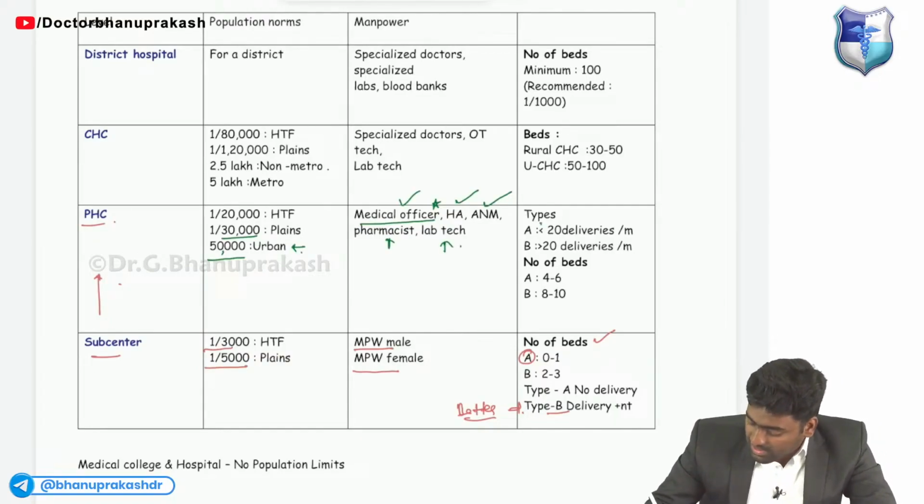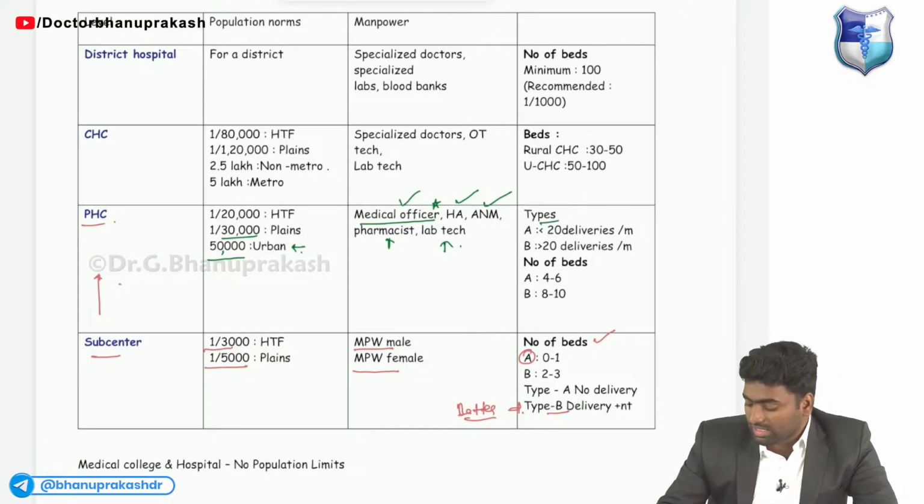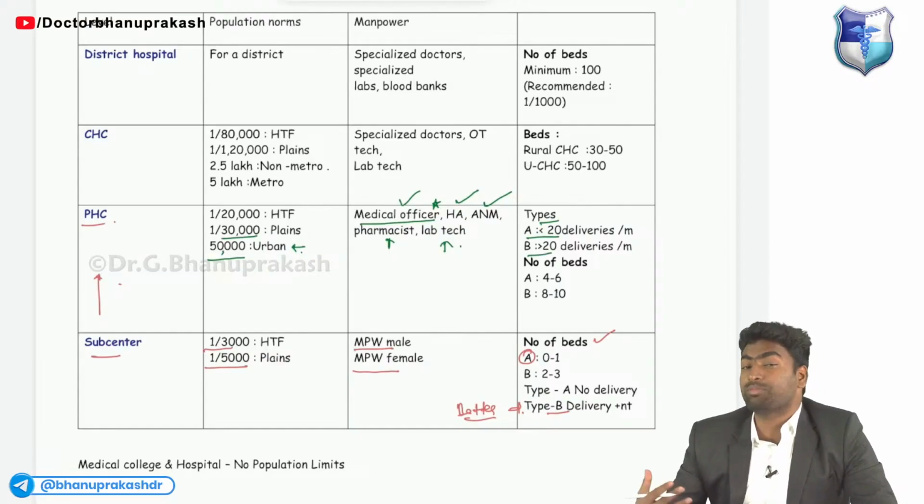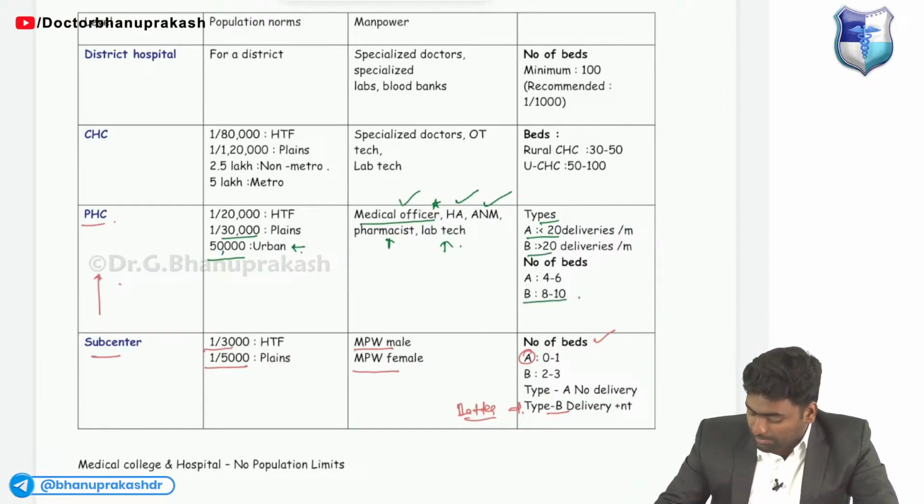Here it is also based on the number of deliveries. In type A, there will be fewer deliveries. In type B, there will be more deliveries. That way, there are more beds in type B PHCs.